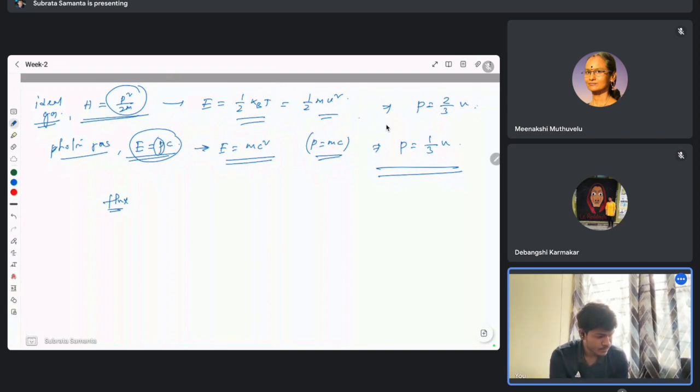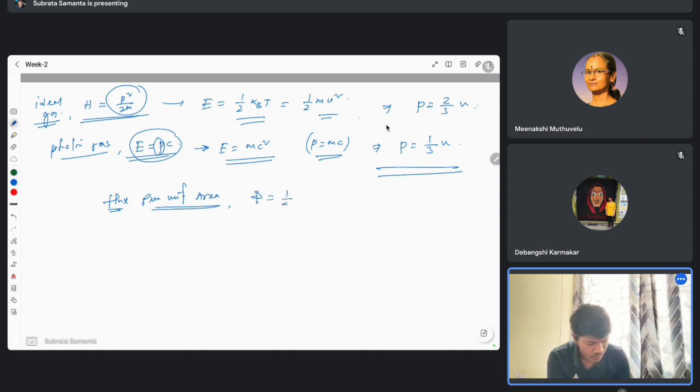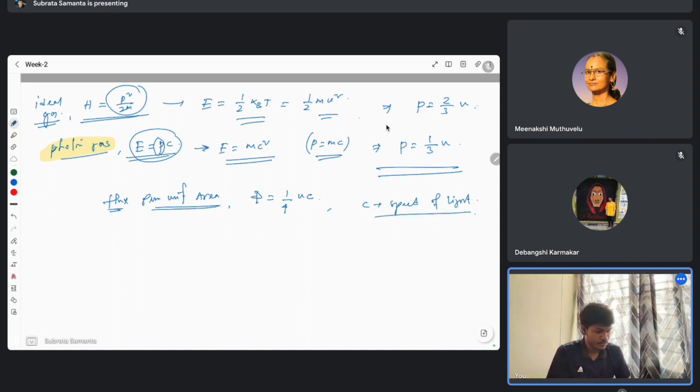The flux, yeah, so this is flux per unit area, which is 1/4 u c. So consider only the photon gas. So 1/4 u c, where c is the speed of light for the photon gas, and u is the energy density. Okay.